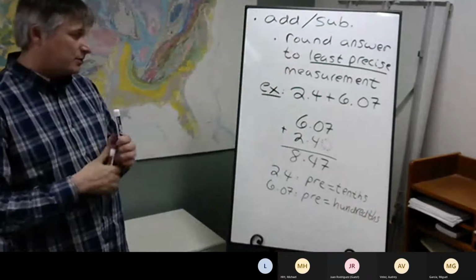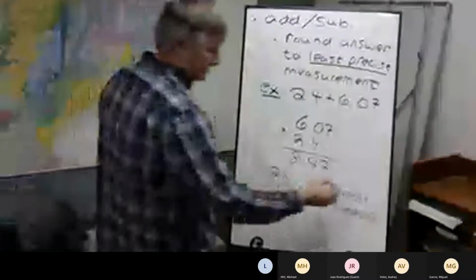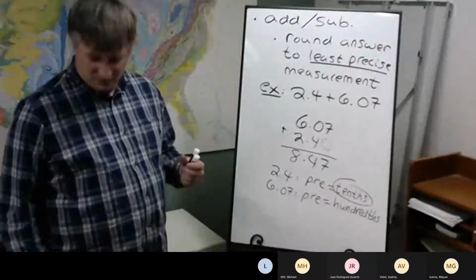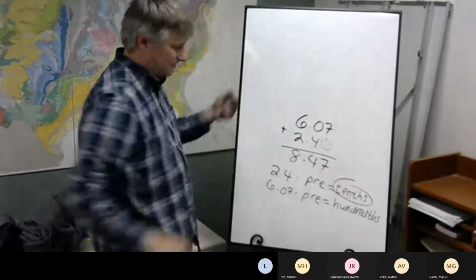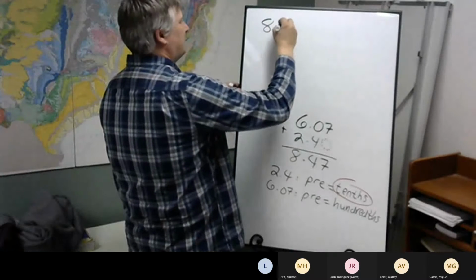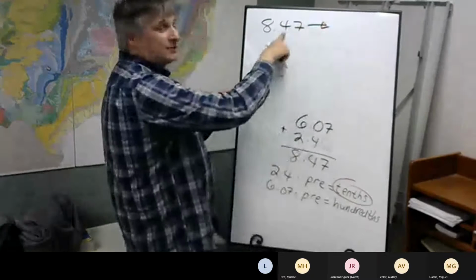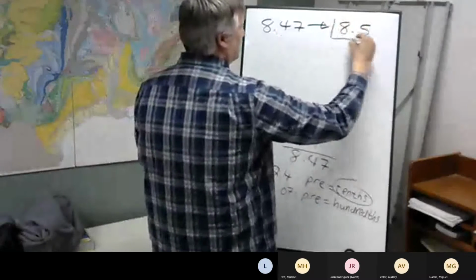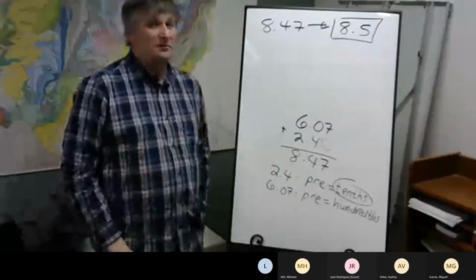So what this means, we're going to round this using the least precise number as a guide. And so tenths, that's our least precision. So that means 8.4700 will become, you're going to round to the tenth spot, 8.5. So questions about that?